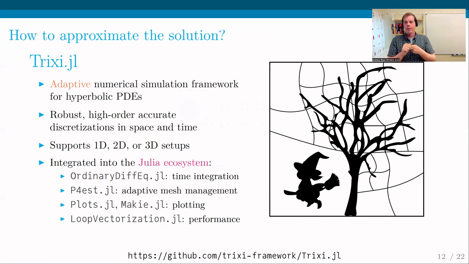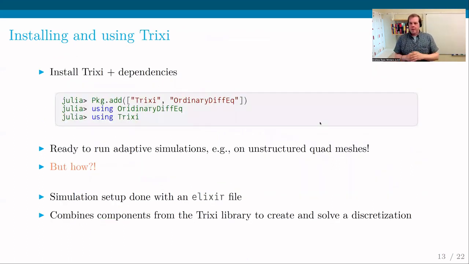p4est is the library we use to handle the adaptive mesh refinement. We can visualize using Plots or Makie. And for performance, we use LoopVectorization. There are many other packages that Trixi takes advantage of. I've just listed these 4 here. So very similar to installing HOHQMesh, it was really slick with the package manager. Same with Trixi. We just need to add Trixi and OrdinaryDiffEq, and we're good to go. We're ready to run adaptive simulations.